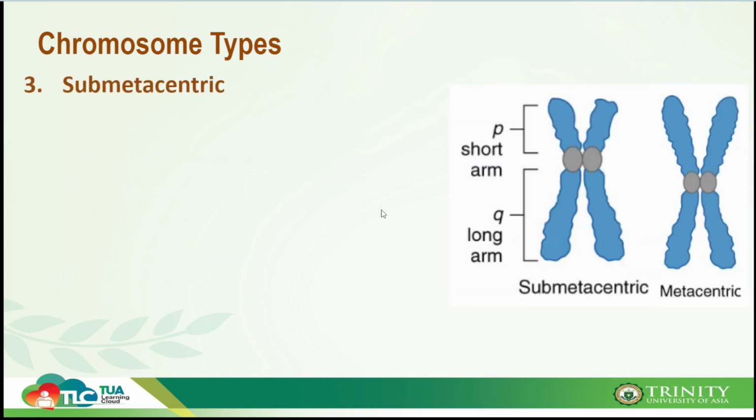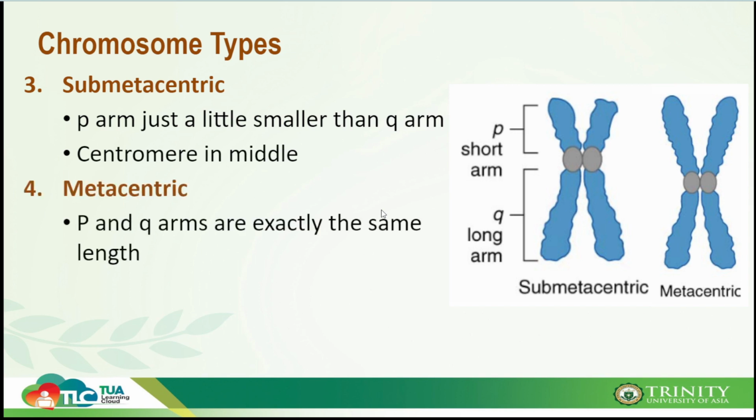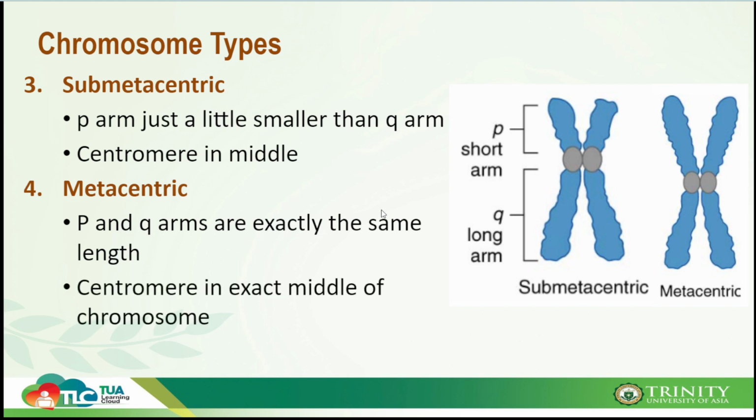We also have the submetacentric, which has a short P arm and a long Q arm. While the metacentric, almost equal yung length ng P and Q arm natin. Sometimes, mas longer pa daw yung P arm, no? Sometimes. So the centromere is exactly in the middle of the chromosome.